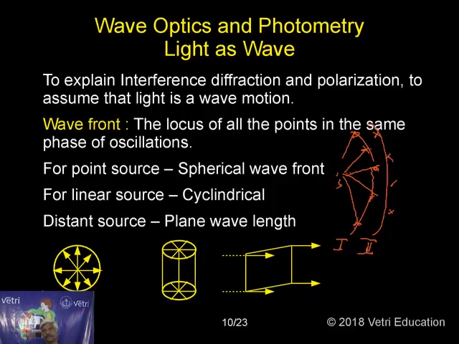If the source is at a finite distance, spherical form of wave is formed. Finite means spherical. If the source is at infinite distance, it means plane.